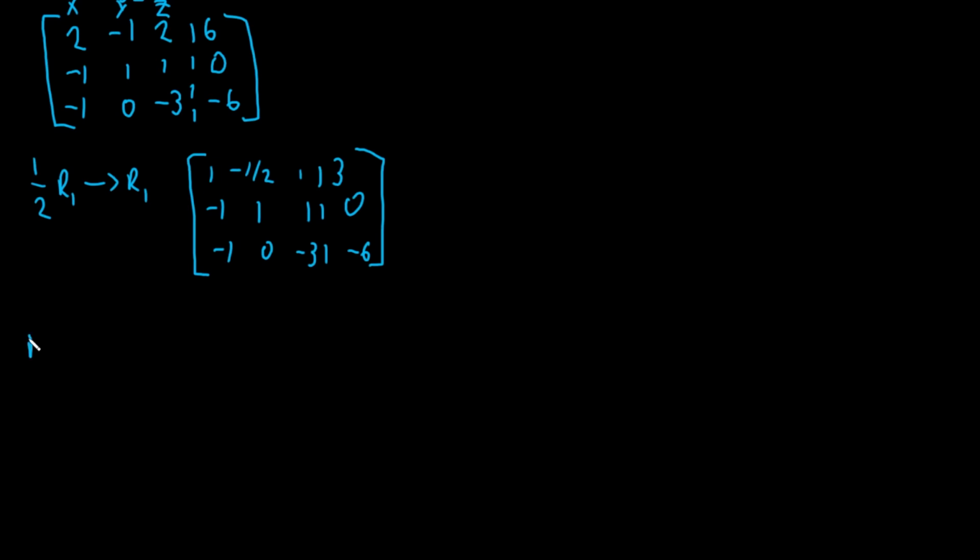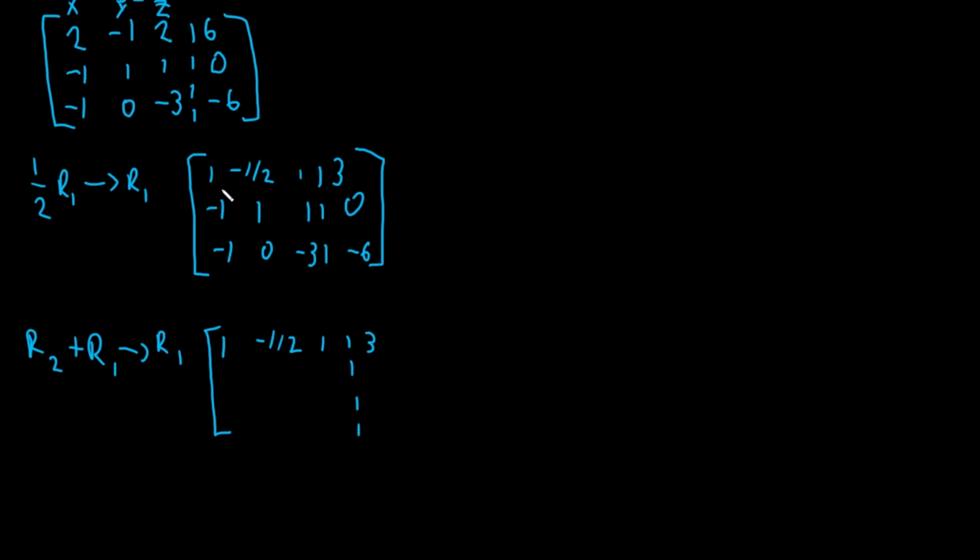So row 2 plus, well, we go up this column, we see that there's a leading one here, and we need to do something with this leading one, and if we add these two together, we get 0. So we do that. So row 2 plus row 1, and we want to change row 2. Cool. So doing that gets us 1, -1/2, 1, and 3. So that's the first row.